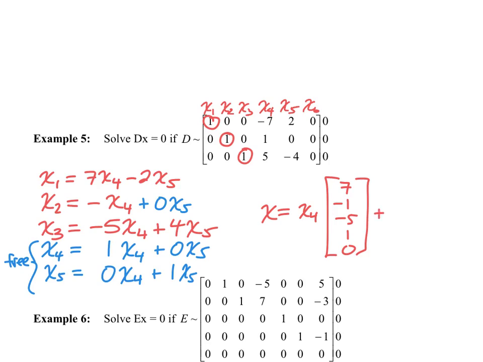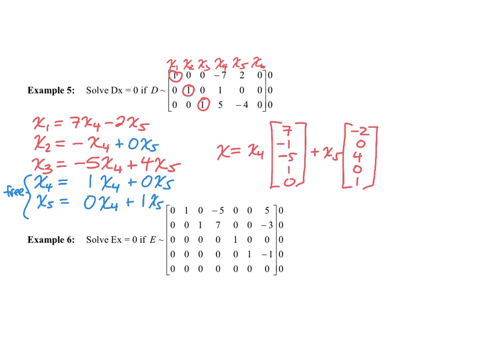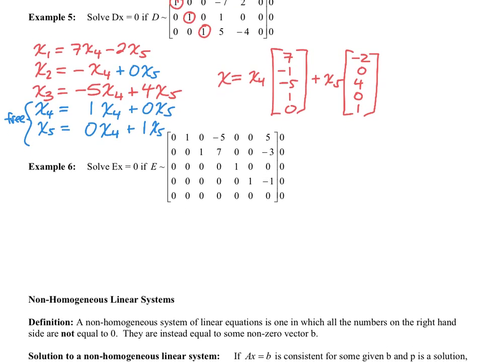Plus x sub 5 times -2, 0, 4, 0, 1. And then if you want, you throw in your particular solution of the column of all zeros. That's associated with the homogeneous case. When we go to the non-homogeneous case, it's going to be the same stuff. It's just you're going to have a column that's not all zeros, right? So you'll learn to just kind of make the adjustment.